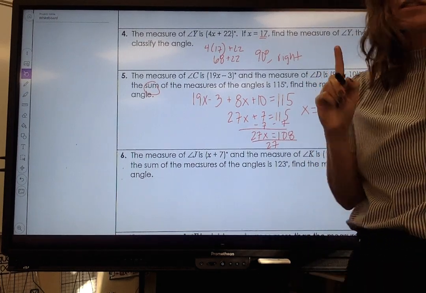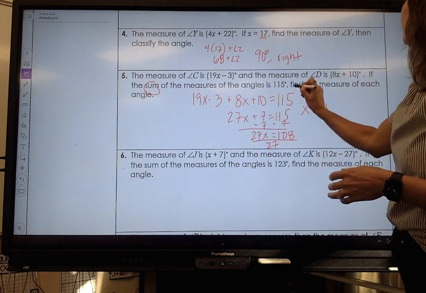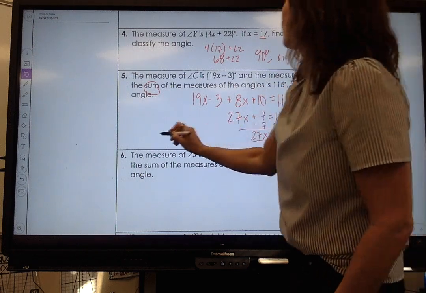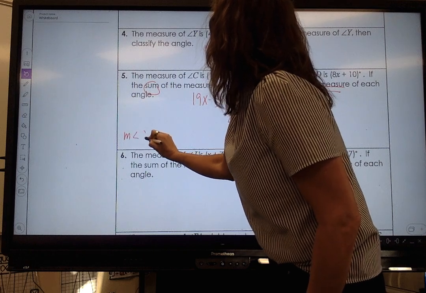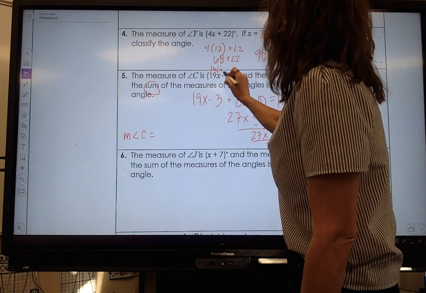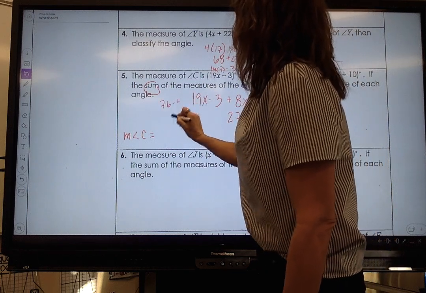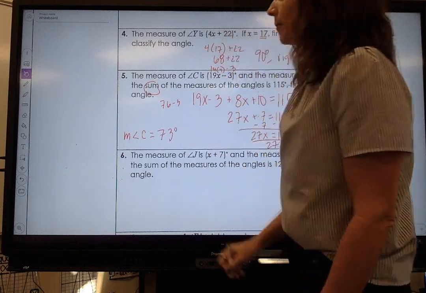Okay, now, that is not what the question is asking, though. The question is asking, find the measure of each angle. So the measure of angle C is going to be, well, if x equals 4, so 76 minus 3, so that's 73 degrees.